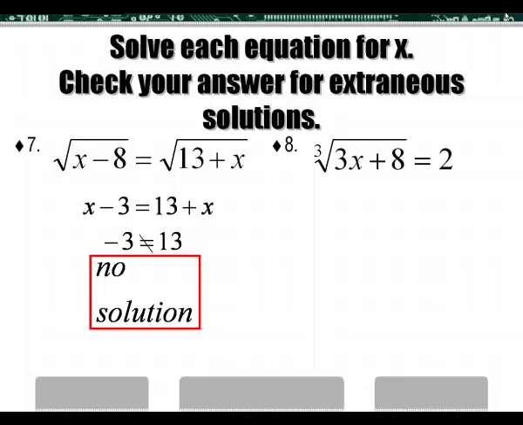On number 8, get rid of the cube root by raising it to the third power. You're left with 3x plus 8 on the left side. 2 to the third power is 8 on the right side. Subtract 8 to the right to get 0. Divide by 3. Final answer is 0.